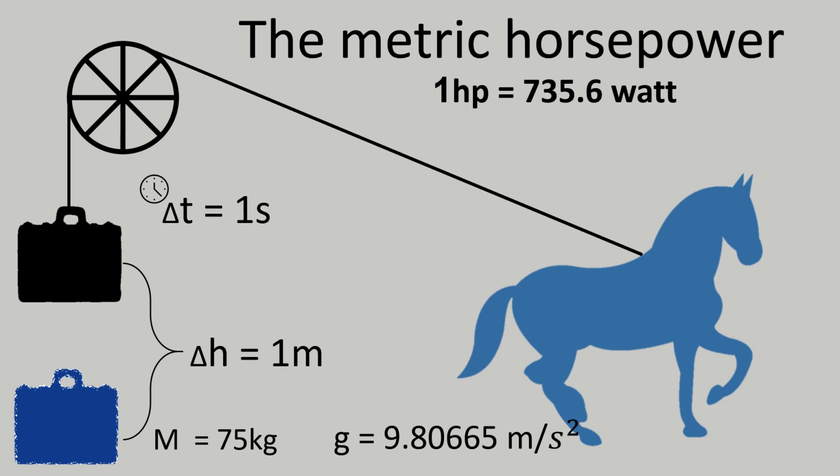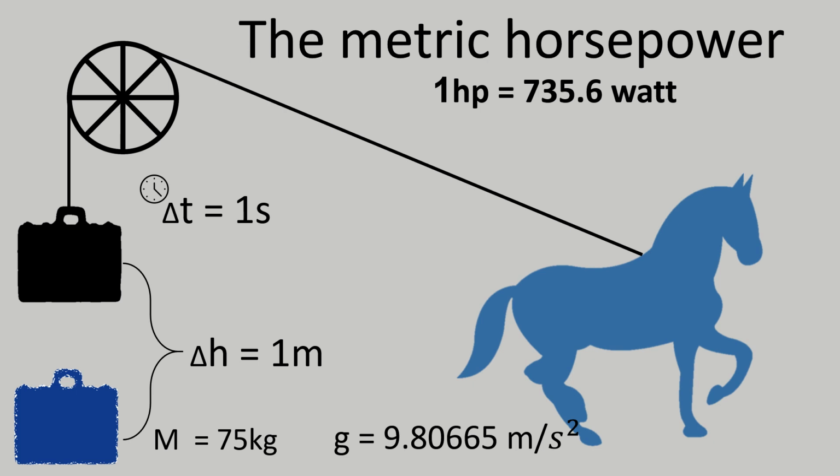So let's understand what horsepower means. Here we have a horse and a weight, and we see that our horse raises the weight 1 meter during 1 second. The mass of the weight is 75 kilograms, and the acceleration of gravity is 9.8 meters per second squared. After this, we can define what horsepower means.